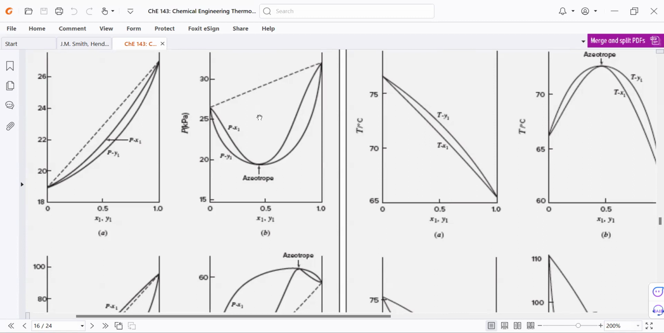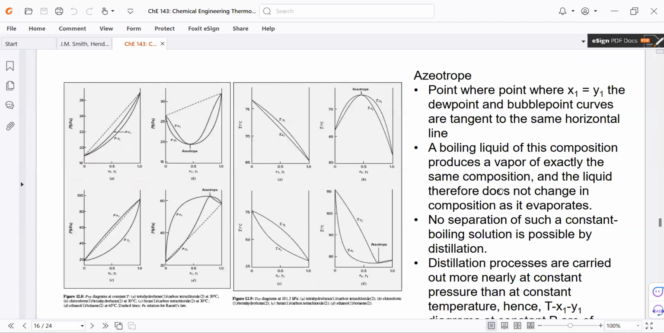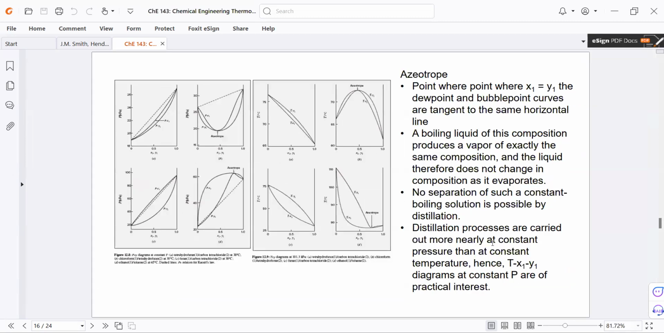if we boil a liquid at this composition, it produces a vapor of exactly the same composition. Therefore, the liquid does not change in composition as it evaporates, and no separation of such a constant boiling solution is possible by distillation. This is what we call the azeotrope.